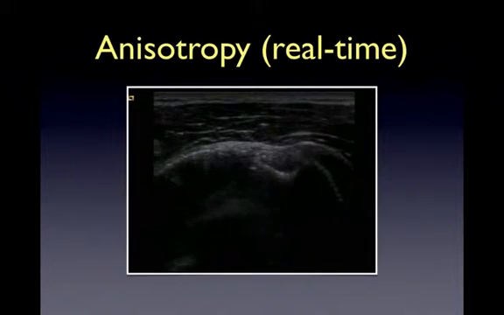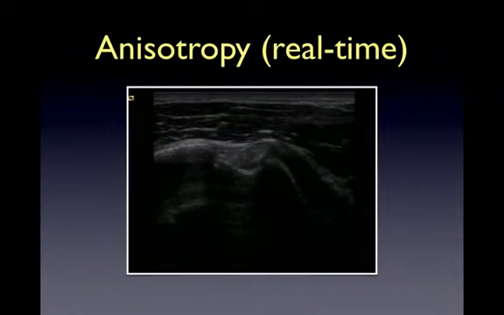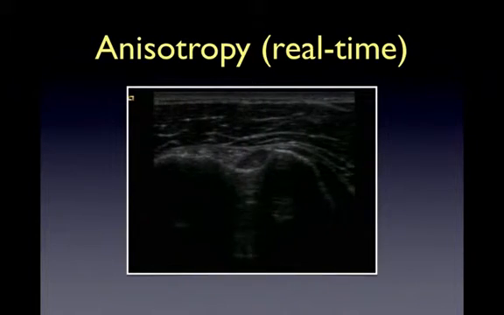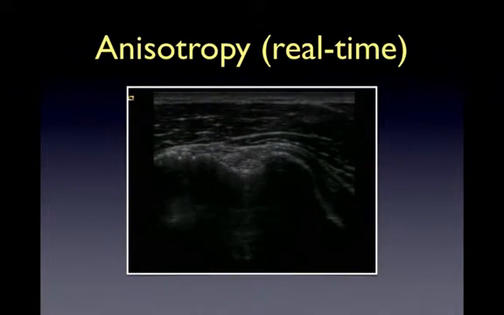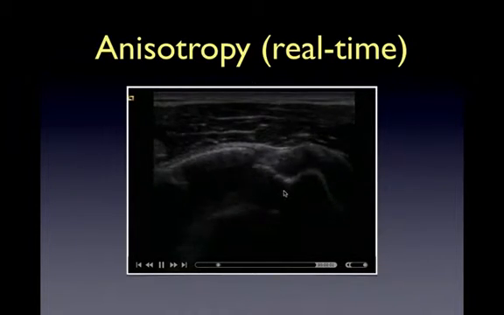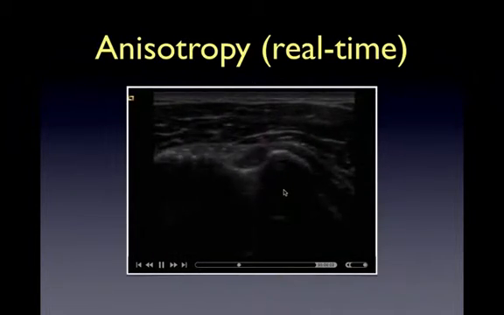Here this is seen in real time as the sonographer fans the probe over the biceps tendon and the bicipital groove. Point out the tendon here. Right, we're at 90 degrees and now we're off angle.